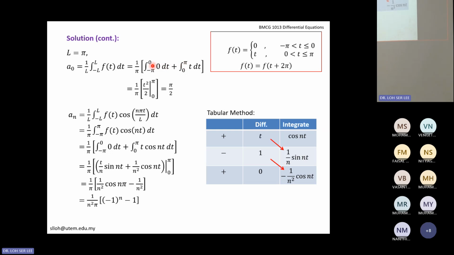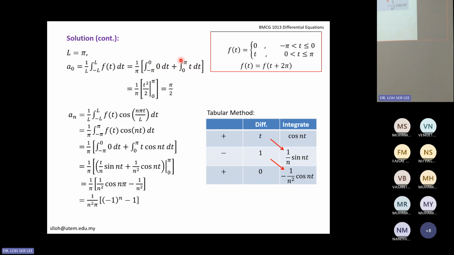The first part is the integration of 0. This is a definite integral, which means you are given the limits. When you are given the limits and you are integrating 0, the answer is 0. If the limits are not given and you are integrating 0 with respect to a variable, you will get a constant c. So this part is 0.